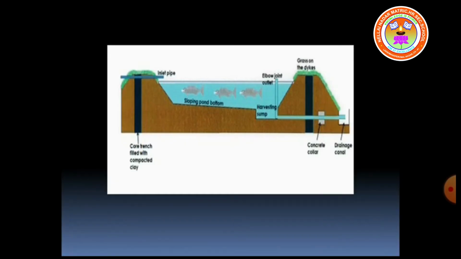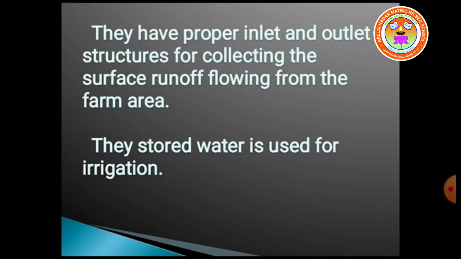This is the structure. You can see in this structure there is a pipe for inlet of water, and there is an outlet of water. So farm ponds have proper inlet and outlet structures for collecting the surface runoff flowing from the farm area.